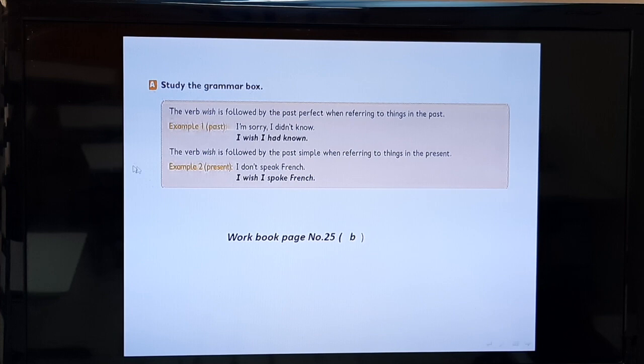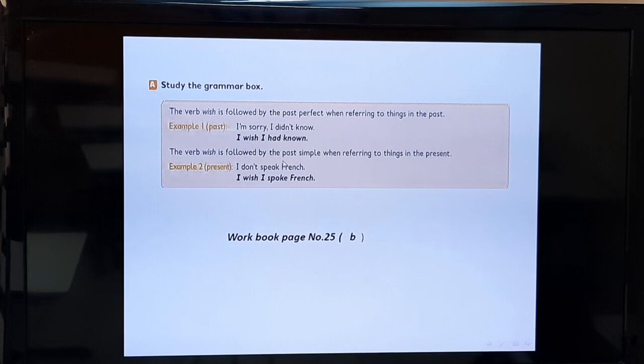So be careful with all the sentences in this box. The verb wish is followed by the past perfect when referring to things in the past. And you have an example. Very important, girls, okay? Be careful. I'm sorry, I didn't know. I wish I had known. Because we have the past here, so wish should be followed by the past perfect.